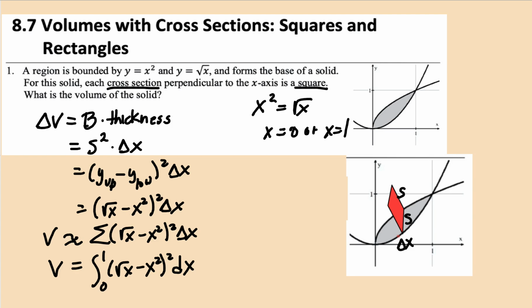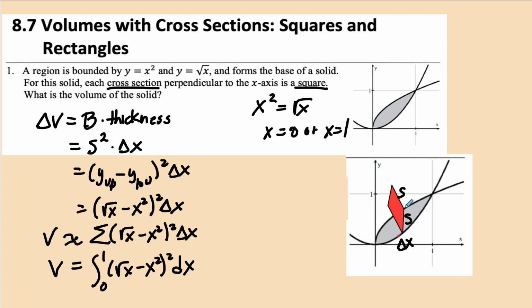We have an area here caught between two curves, and we are going to find that the cross section is a square base, and the thickness, since it's perpendicular to the x-axis, is delta x. This length is a side, and this length is also a side, the same length because it is a square. The formula for the volume will be area of the base times the thickness. The base is a square, s squared times delta x.